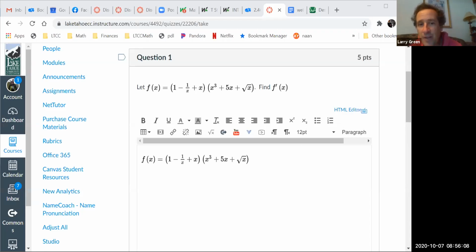Okay, the hard way of doing this, which I'm hoping none of you did, is multiply this messy thing out and then use the power rule and everything. What's the easier way of doing this particular derivative? So what's the way you should do this derivative? Product rule. Yeah, this is definitely the product rule.